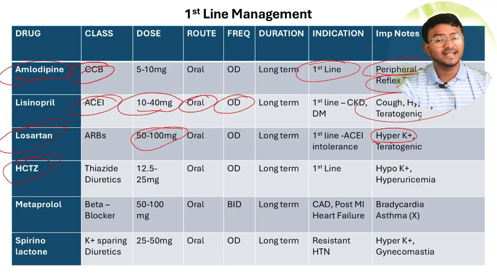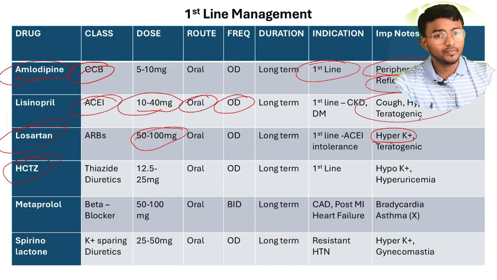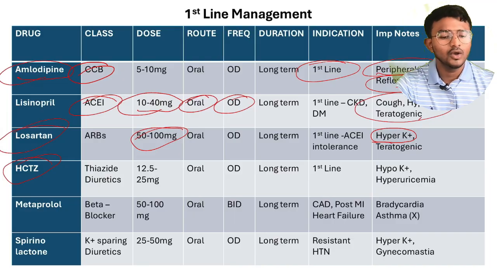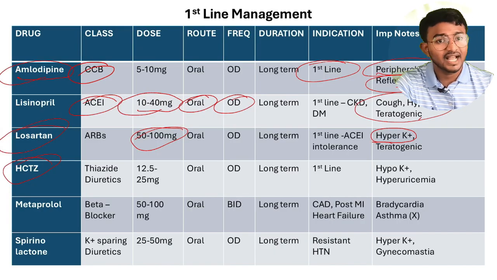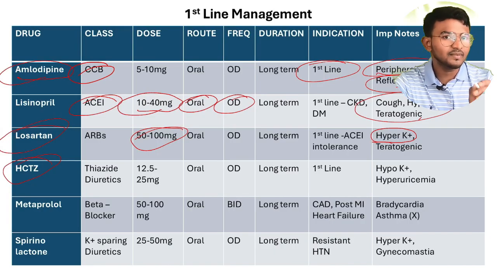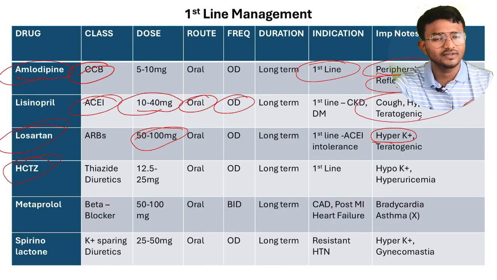Next, hydrochlorothiazide, a thiazide diuretic. We can give 12.5 to 25 milligram orally, OD, long term, and it is the first line drug in young patients. The side effects are hypokalemia and hyperuricemia. So whenever a patient comes with gout and is using hydrochlorothiazide, HCTZ, a thiazide diuretic, we have to stop the drug.